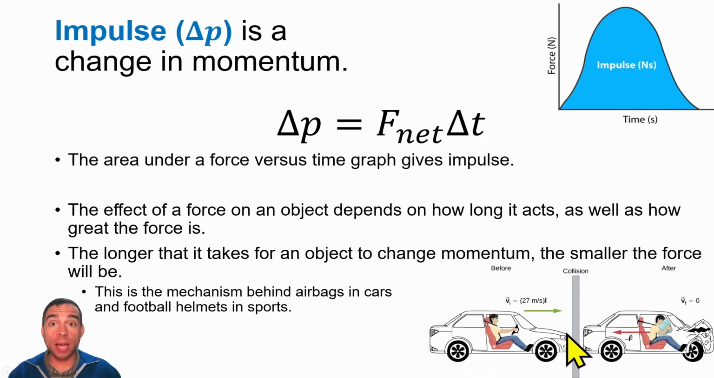So if you were to just collide with a wall in your car and it takes a very short amount of time, you'd feel a lot of force. But when there's an airbag in your car, that slows down the change in momentum so that it happens over a longer amount of time, and that causes the force that you feel to go down.